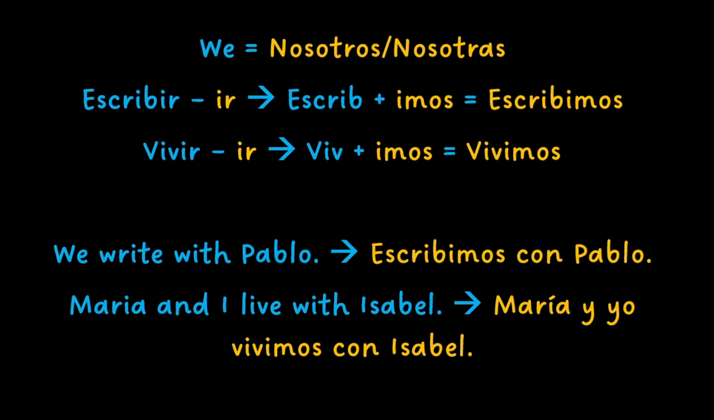We in Spanish is nosotros or nosotras, and to conjugate this, we drop IR and add IMOS. So to say we write, escribir becomes escribimos, and to say we live, vivir becomes vivimos. We write with Pablo is escribimos con Pablo. Maria and I live with Isabel is Maria y yo vivimos con Isabel.